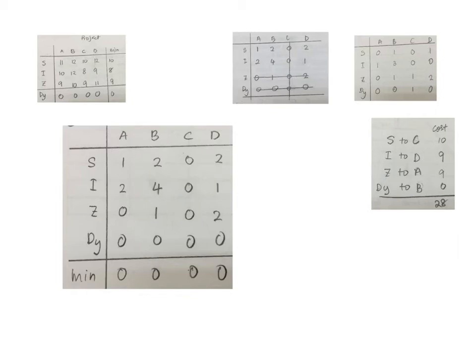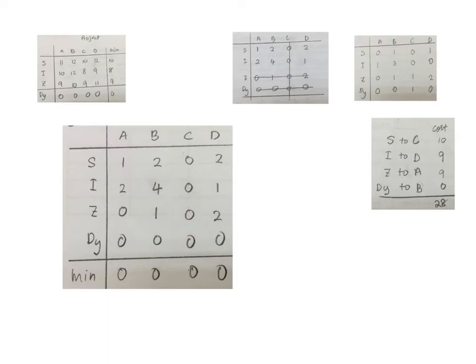So now we are ready to check whether this table is optimal or not. What we are going to do is draw lines that cover the zeros in this table. We can see that in this column we have 2 zeros, in this row we have 4 zeros, and then we have zeros here, and then we have zeros here. So we are going to draw the minimum number of lines that cover all the zeros.